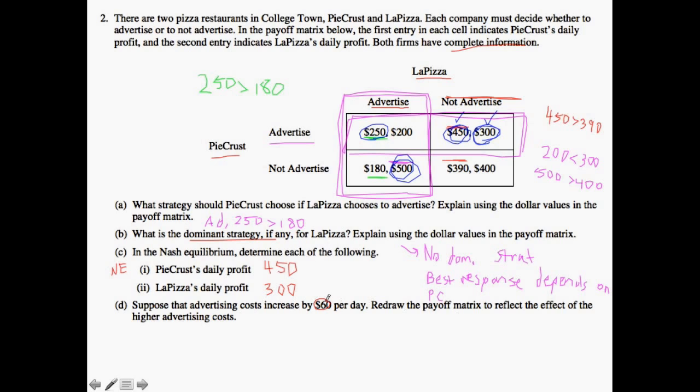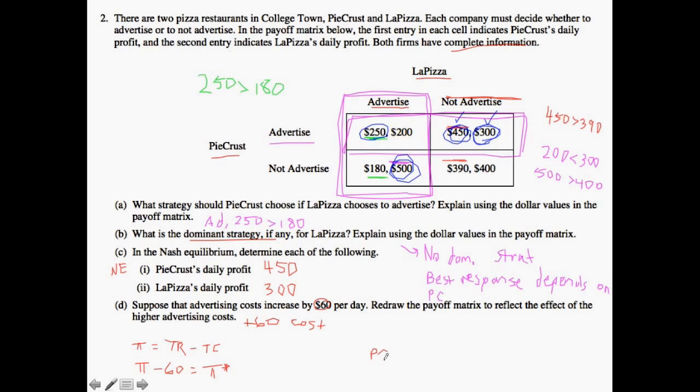And then finally it says, suppose that advertising costs increase $60 per day. Redraw the payoff matrix to reflect the effect of the higher advertising costs. So in this case, we're essentially adding an additional cost of 60. We need to think about this in terms of profit. We know that profit is going to equal total revenue minus total cost. So the final number here is the profit, and we essentially want to take profit minus an additional 60, and that'll give us the new profit. So we want to look at every situation in which a player is going to advertise and then subtract 60 from that payoff for the player that advertises.